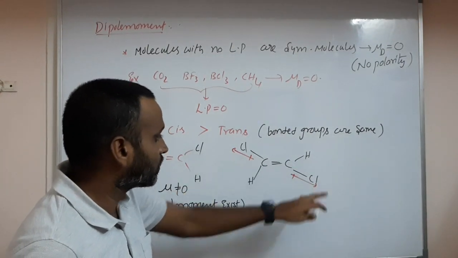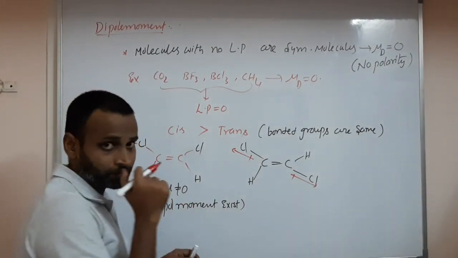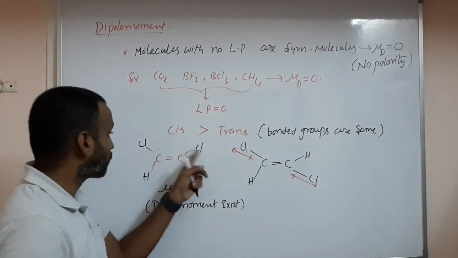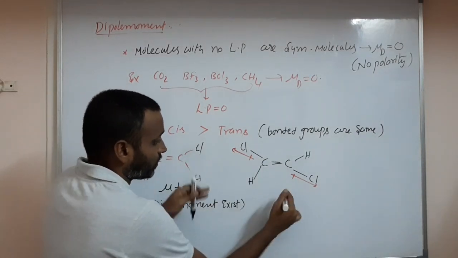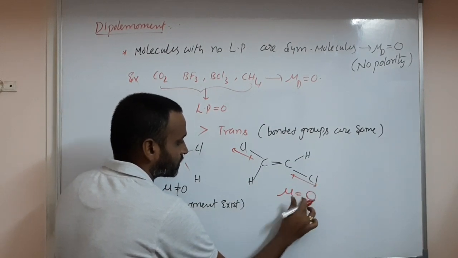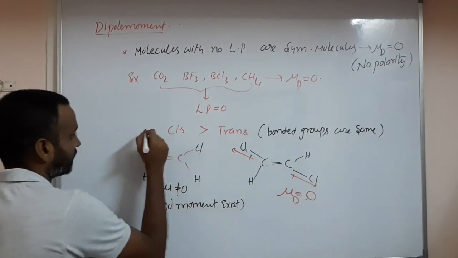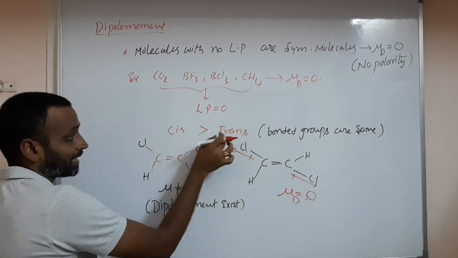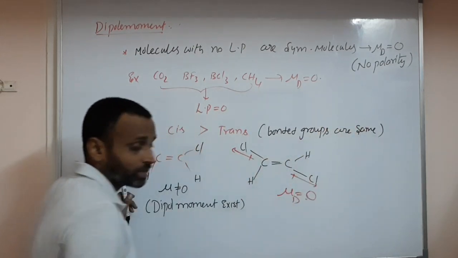So here, hydrogen and chlorine, chlorine is more electronegative. But if you have different groups, one is methyl and one is chlorine, then here trans cancels polarity. So here dipole moment is 0. Dipole moment 0 means it does not exist. But if you compare cis and trans, trans also has more dipole moment than cis if the bonded groups are different.